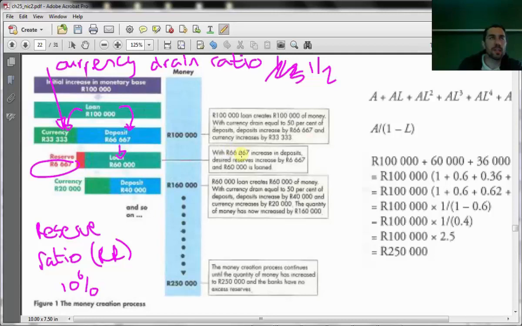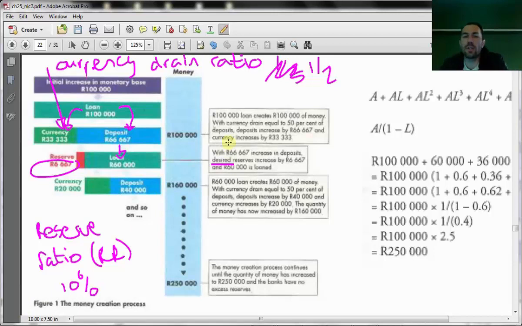With a 66,667 increase in deposits, desired reserves increased by 6,667, and 60,000 is loaned. Now they refer to it as desired reserves, okay? And I've just called it the reserve ratio.